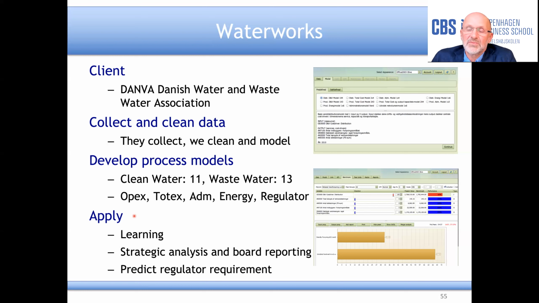And it is also being used actively to see how, if I change something, the regulator's evaluation of me will change, and therefore the revenue cap that I'm allowed to keep, how that will change. So it's used strategically, or can be used strategically, to play against the regulator, you can say. So that's waterworks.